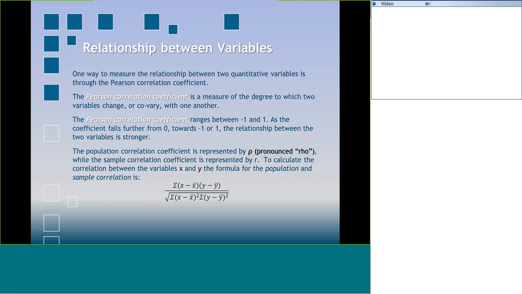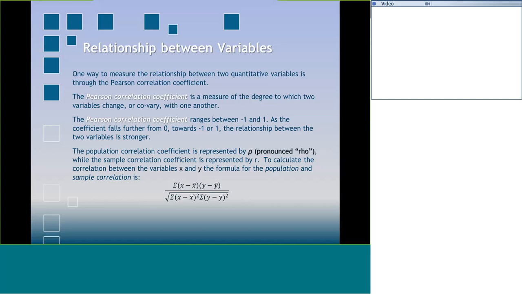The Pearson correlation coefficient ranges between -1 and 1. As the coefficient falls further from 0 towards -1 or 1, the relationship between the two variables is stronger. So for instance, a correlation of -0.75 would indicate a stronger relationship than a correlation of 0.25. Values near 0 indicate that the two variables are not related. The sign of the correlation coefficient, positive or negative, indicates the direction of the relationship. A positive value indicates that the variables increase together, like height and weight. A negative value indicates that as one variable increases, the other variable decreases.